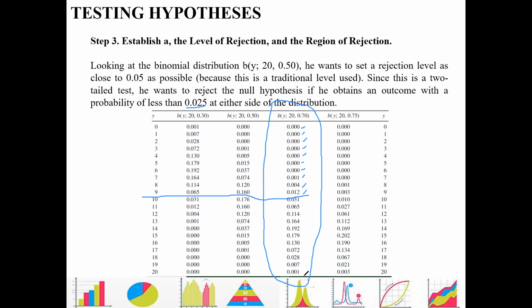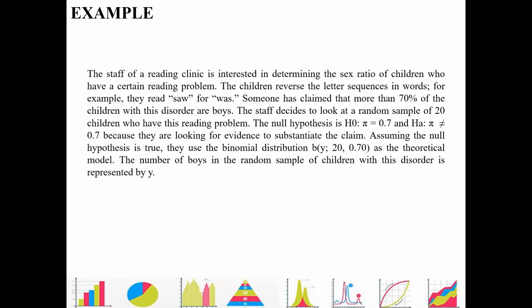Sa baba, to include 20? Probably yes. How about 19? Opo, sir. How about 18? Hindi na po. Yan. So, we stop there. So, the region of rejection is from 0 to 9 and 19 to 20. Okay, tanda na yan. 0 to 9, 19 to 20. So, balik tayo doon.